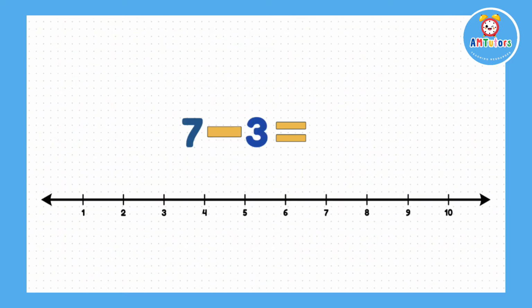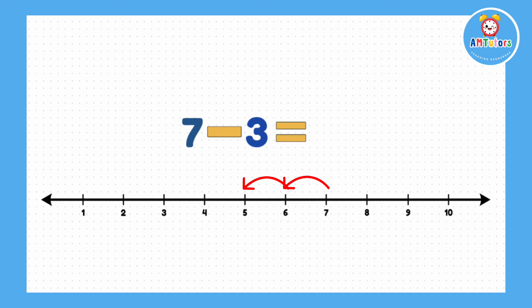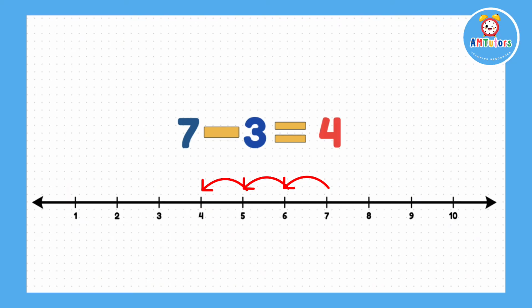For example, let's try this question together. It says, what is 7 subtract 3? On our number line, we are going to start on the number 7. Now because we're subtracting, we're going to move 3 steps to the left. 1, 2, 3. We landed on the number 4. That means 7 subtract 3 equals 4.